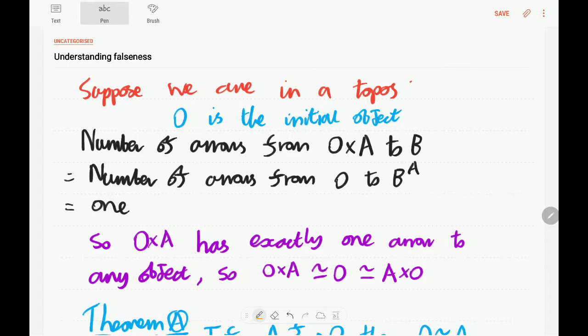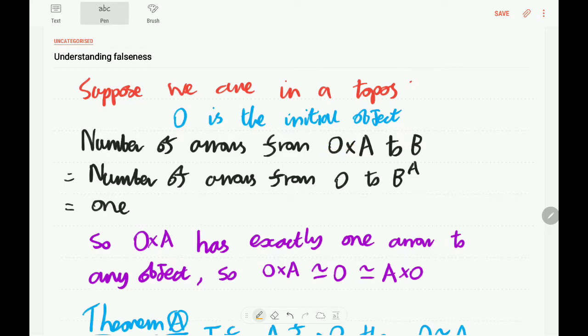So our first result we want to show is that the categorical product of 0 and any object A is isomorphic to 0. Okay, so how do we do it? Well, there's a nice simple proof to it. So what we want to do is show that there's exactly one arrow from 0 times A to any object B.